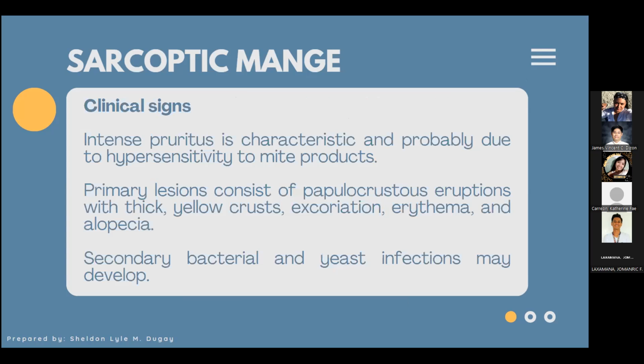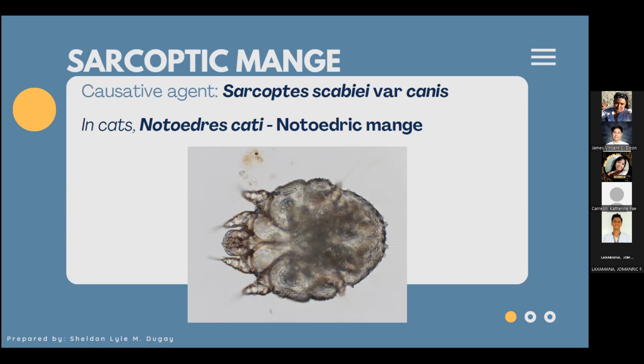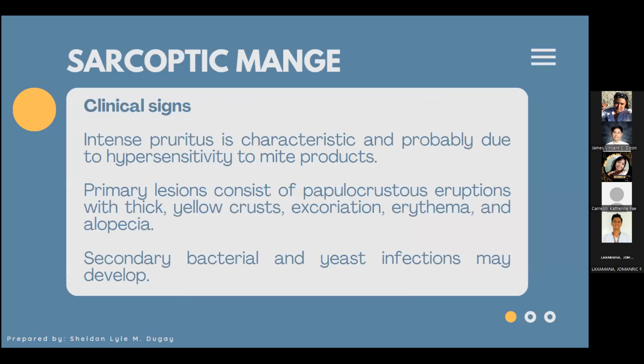Ito na yung disease. So ganyan yung itsura ng garapata. Ay, hindi. Oo. Yan, yung Sarcoptes scabiei var canis. Then, mga clinical signs niya is intense pruritus nga, and yun yung pinaka-characteristic niya. Tapos primary lesions consist of papulocrustous eruptions with thick yellow crusts, excoriations, erythema, and alopecia.